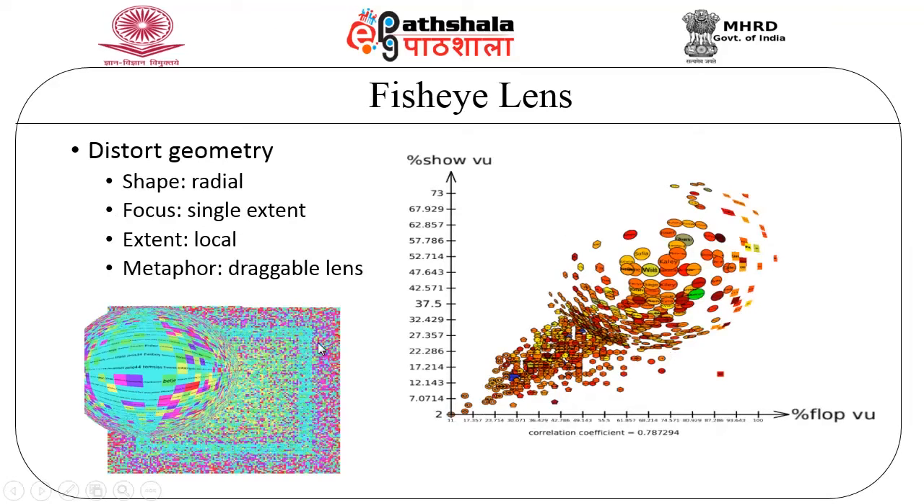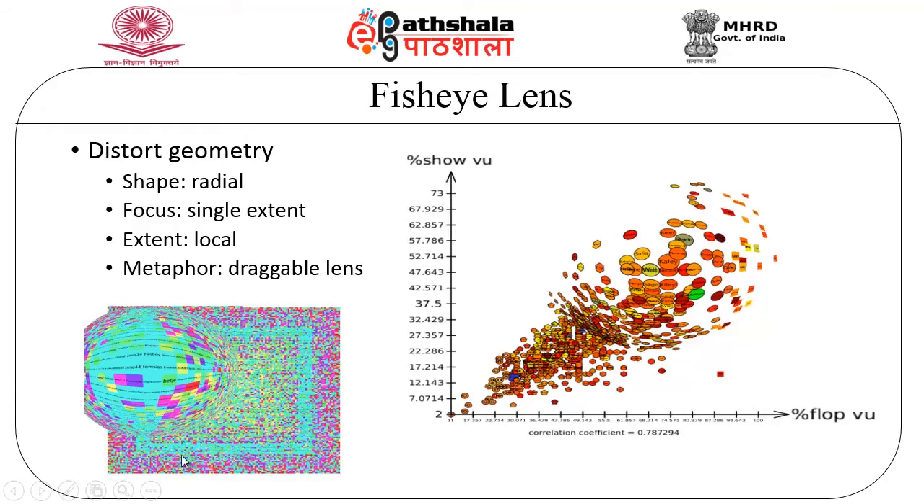This is an example of a fisheye lens. If you look at the fisheye lens, it shows the entire object using distortion geometry basically. In the case of distortion geometry, the shape gets distorted, where you have the radial display of the shape here in this case. The focus is going to be a single extent of focus. The extent is going to be a local extent, and the metaphor is going to be a draggable lens, wherein the lens can be dragged from one position to another.